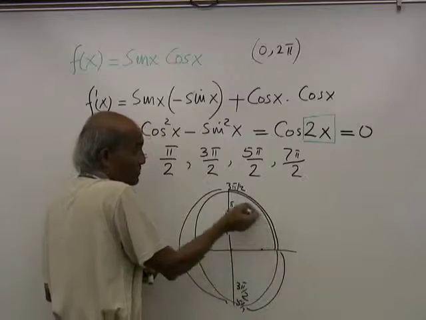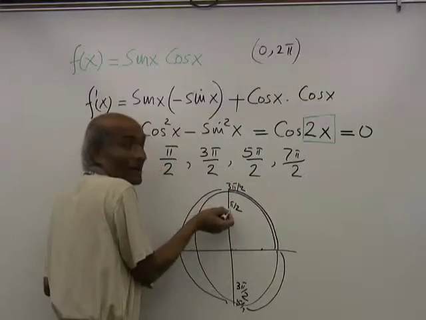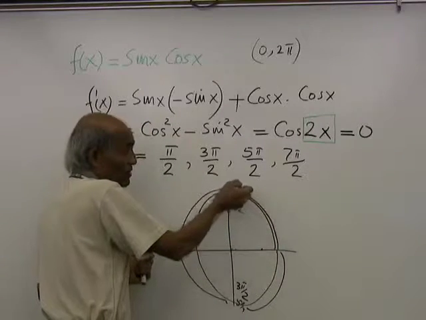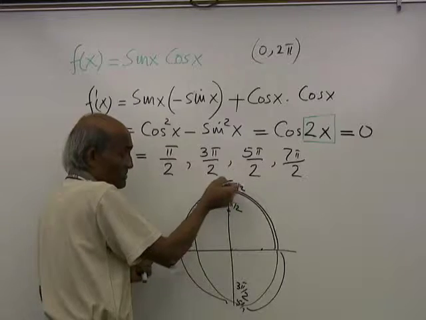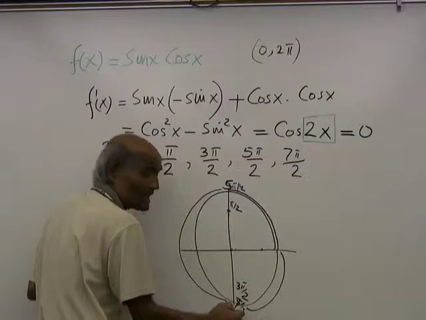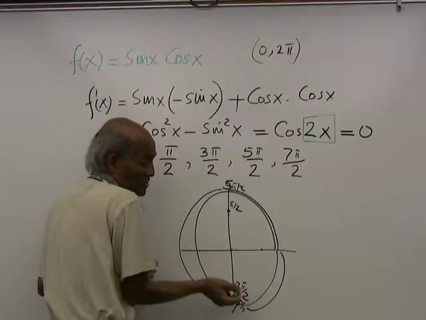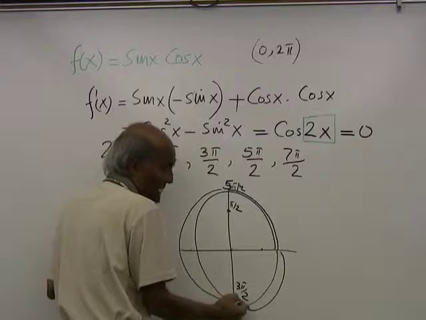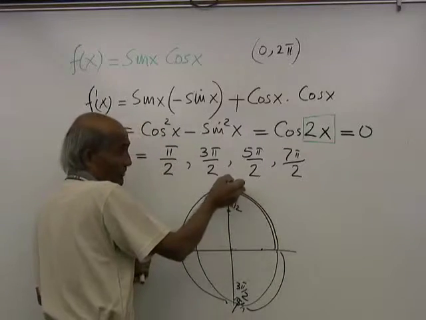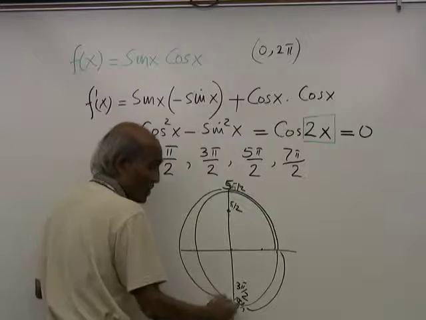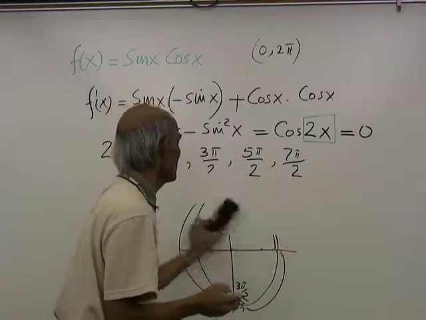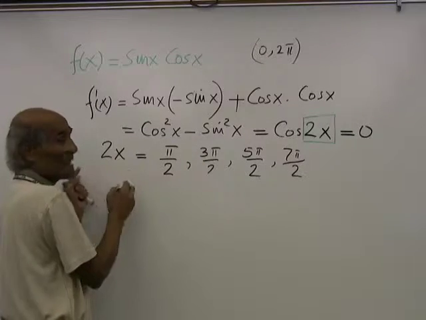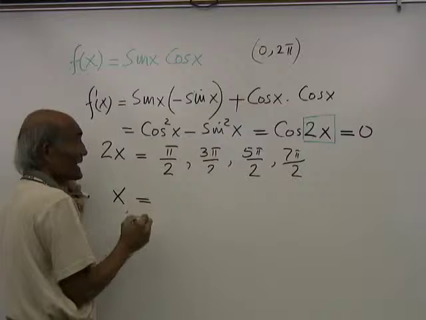So from 0 to 4 pi, cos of pi by 2 is 0, cos of 3 pi by 2 is 0, cos of 5 pi by 2 is 0, cos of 7 pi, I had messed up over here, so check that again. Cos of pi by 2 is 0, cos of 3 pi by 2 is 0, cos of 5 pi by 2 is 0, cos of 7 pi by 2 is 0. Okay, now these are the values of 2x. Therefore, what are the values of x?